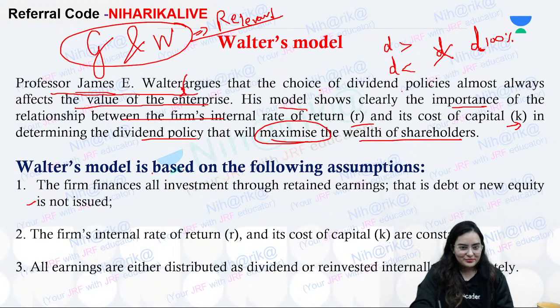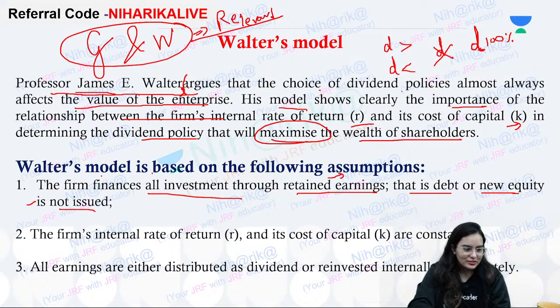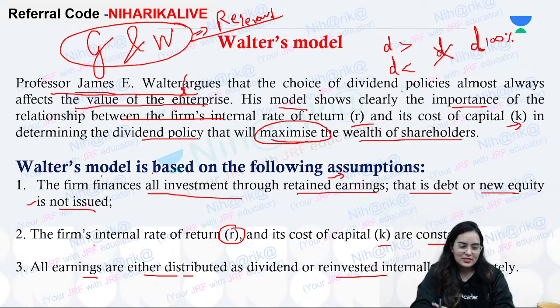Not right now. Okay. Now, the Walter model is based upon the following assumptions. What assumptions? That all the investment is through retained earnings, that is, debt or new equity is not issued. Now, the firm's return and its cost are constant, and all the earnings are either distributed or reinvested internally immediately.